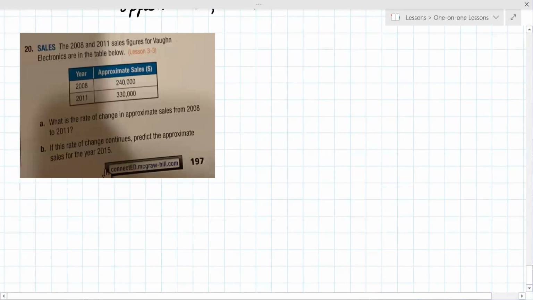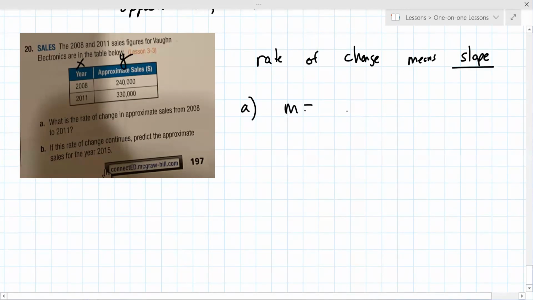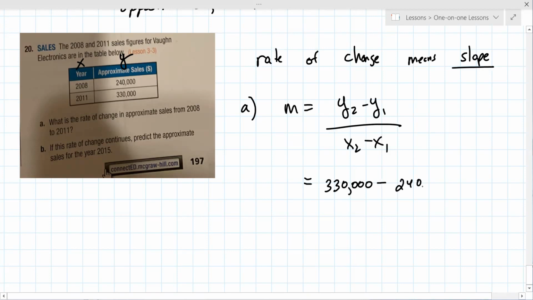What is the rate of change in approximate sales from 2008 to 2011? Rate of change, you have to train yourself to know that this means slope. So year is the X and the sales is the Y. Part A is just asking for the slope. It's asking for Y2 minus Y1 over X2 minus X1, 330,000 minus 240,000 over 2011 minus 2008.